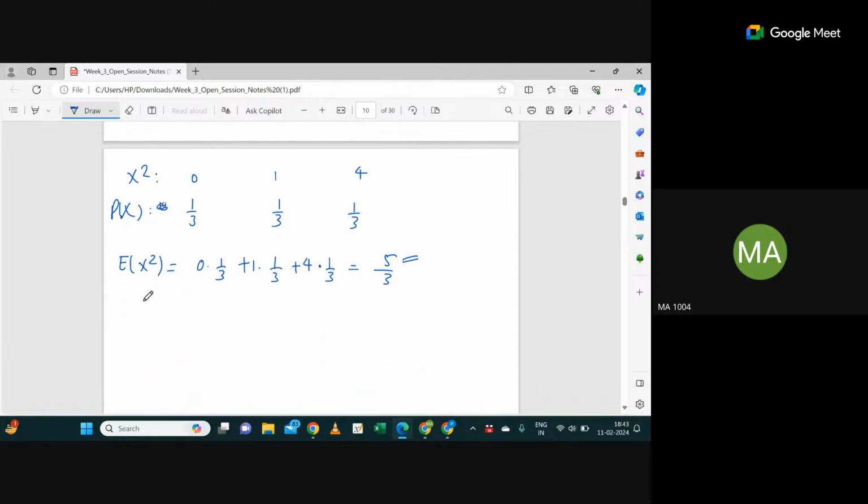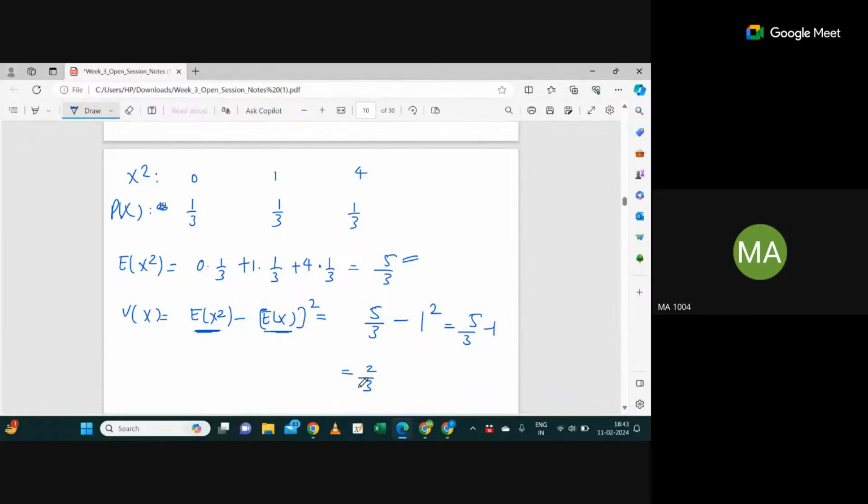I know what the variance is. Variance is nothing but the expected value of x square minus the expected value of x whole square. The expected value of x square is 5 by 3, and the expected value of x is 1, so it will be 5 by 3 minus 1 square. If you see, this is nothing but 2 by 3. Okay, is this clear?